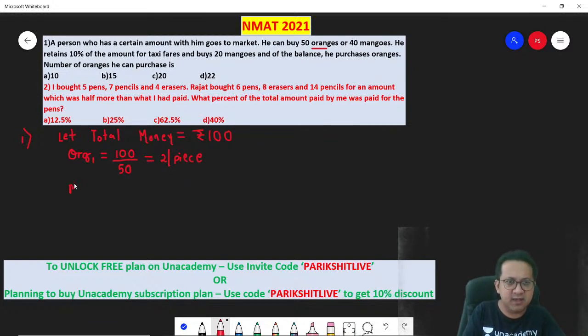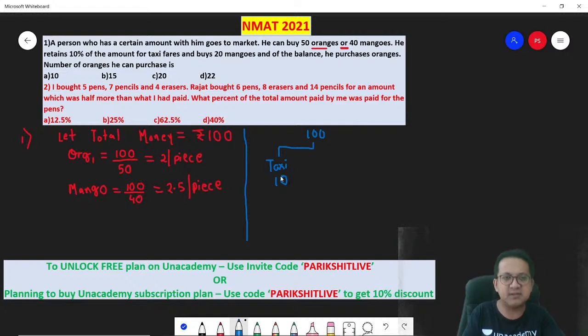What about mangoes? Number of mangoes that he can buy. Remember, he is either buying oranges or mangoes. There is an or here. So 100 rupees, I buy 40 mangoes. So can I say 2.5 rupees per piece? Correct? He retains 10% of the amount for taxi fares and buys 20 mangoes. So remember now what is happening? Out of the 100 rupees that he has, he retains 10% for taxi fare. So can I say taxi fare is 10 rupees? Correct? And then he is buying 20 mangoes.